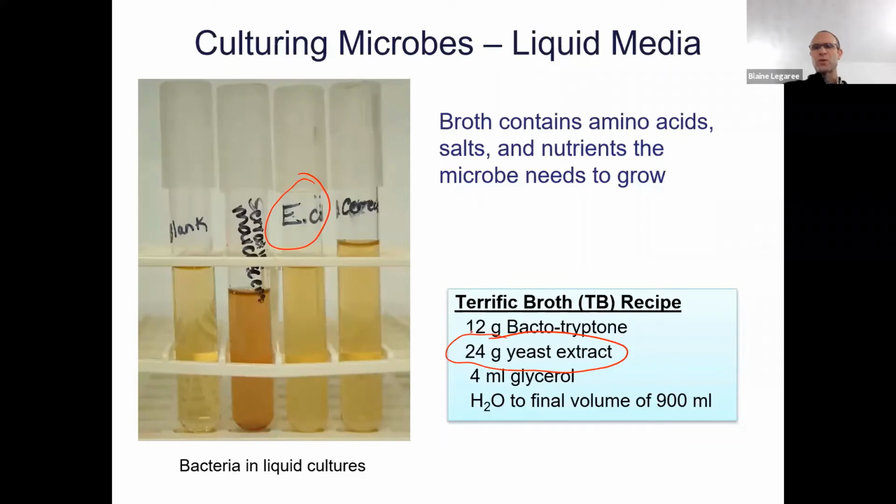So what does that mean? It means somebody has taken some yeast and they've stuck it in a blender with some enzymes and kind of digested it. So whatever is in the yeast cells can be fed to that bacteria. So you're looking at amino acids and nucleotides and salt and a few other things. And there's lots of recipes out there for growing organisms. E. coli likes this terrific broth, and so do a lot of other bacterial organisms.